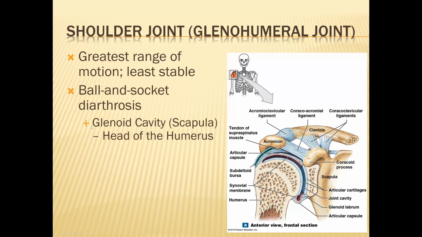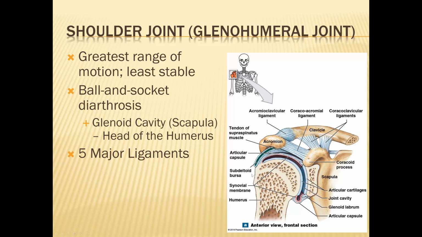So the shoulder joint is a ball and socket diarthrosis, and it is formed where the scapula has the glenoid cavity, which forms the socket, and the head of the humerus forms the ball. And if you remember, the socket part, the glenoid cavity, is not that deep. It is rather shallow. That's one of the reasons that this joint has a lot of mobility, a lot of potential for movement, but it's also why it's one of the weakest joints, or the weakest joint.